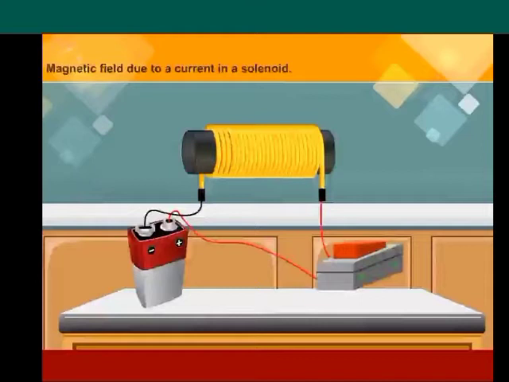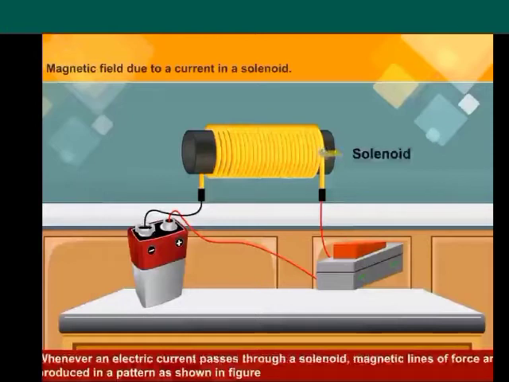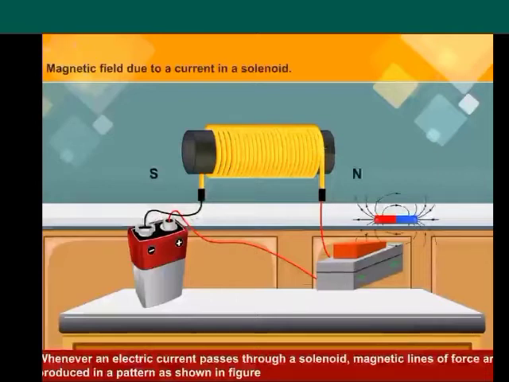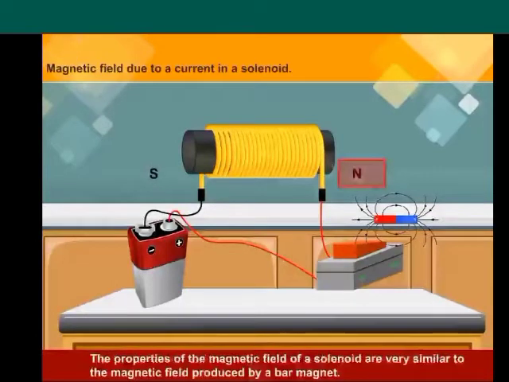Magnetic field due to a current in a solenoid. When a copper wire with a resistive coating is wound in a chain of loops like a spring, it is called a solenoid. Whenever an electric current passes through a solenoid, magnetic lines of force are produced in a pattern as shown in the figure. You are aware of the magnetic lines of force of a bar magnet. The properties of the magnetic field of a solenoid are very similar to the magnetic field produced by a bar magnet.